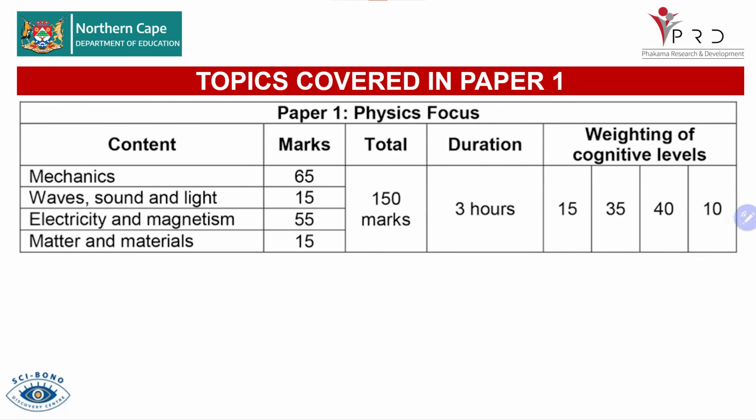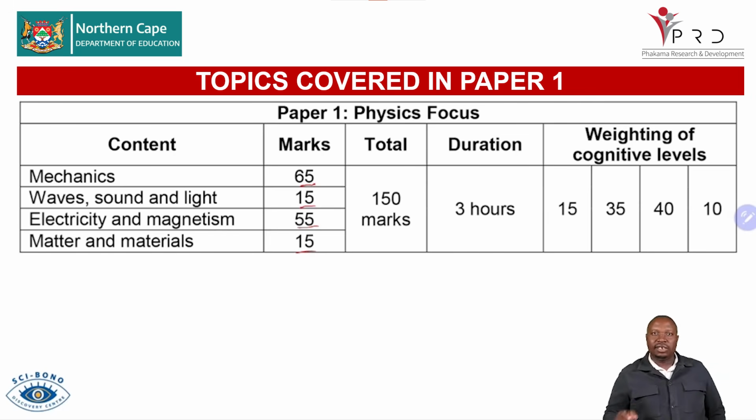And if you check the topics for paper 1, as we usually always say, you have written prelim, now you know the structure of the paper. We have 65 marks that comes from mechanics. We have 15 marks, which is your wave, sound, and light. That is your Doppler effect. You have 55 marks that comes from electricity and magnetism. You'll remember you are having your electrostatics, your current electricity, your electrodynamics. Now, you have your 15 marks for matter and material, which is your last question, which is your photoelectric effect. So those are the questions that you do.